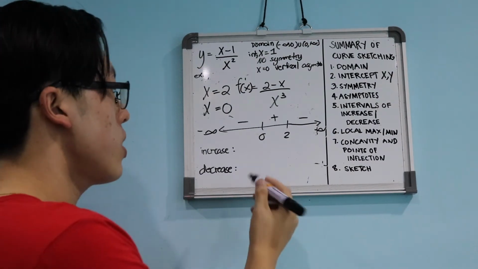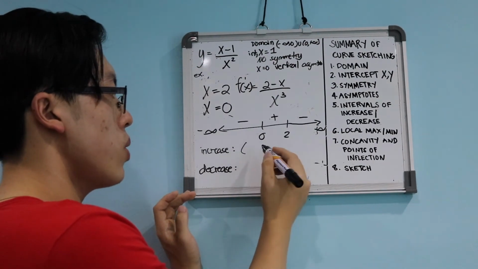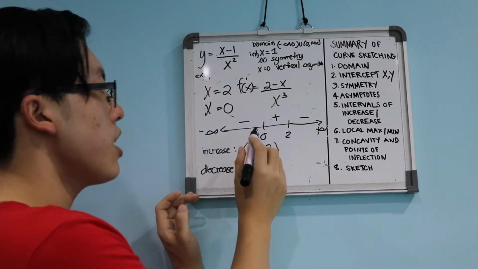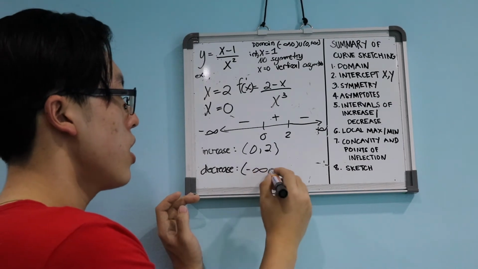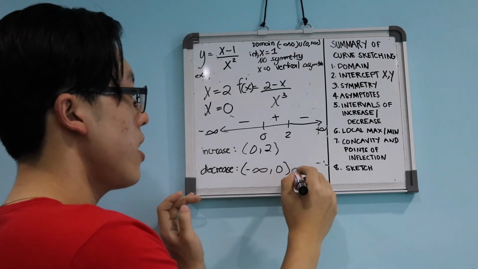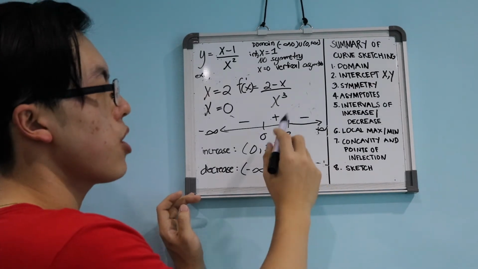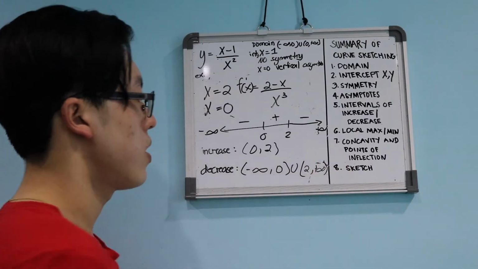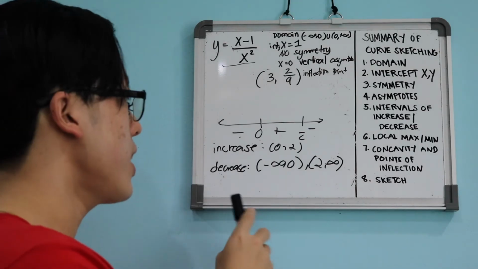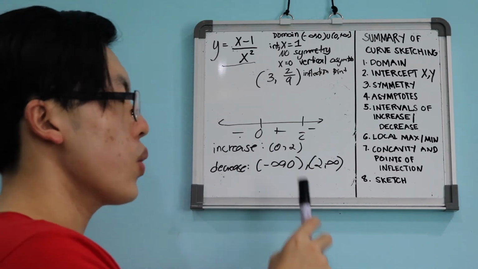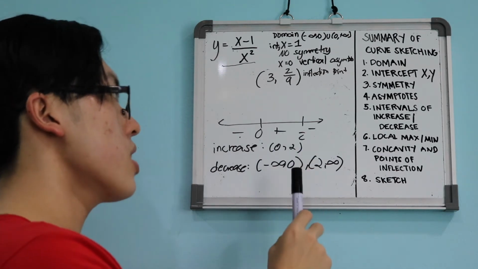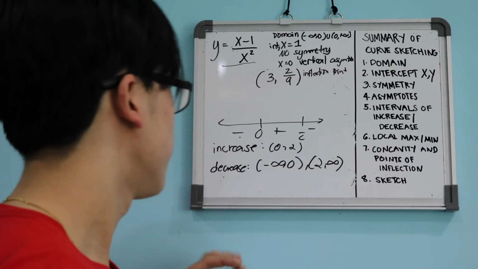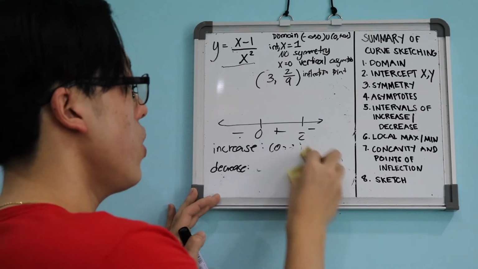From the line chart, we know now that it is increasing from 0 to 2, and it is decreasing from negative infinity to 0, and also it is decreasing from 2 to positive infinity. So now that we have the increase and decrease, all we need to do to get the local max is plug the value 2 into the original function. So you're going to plug in the value 2.